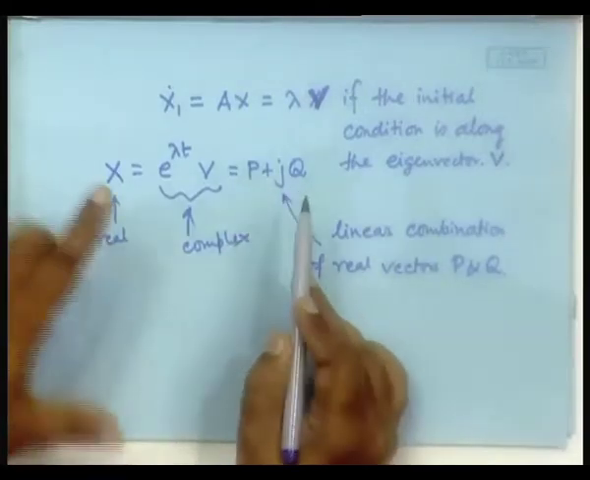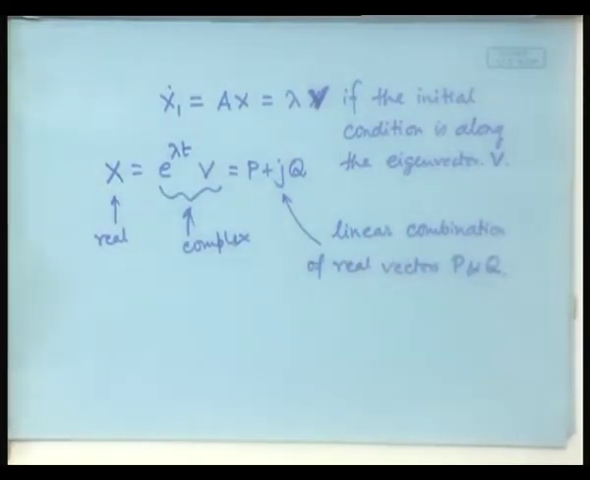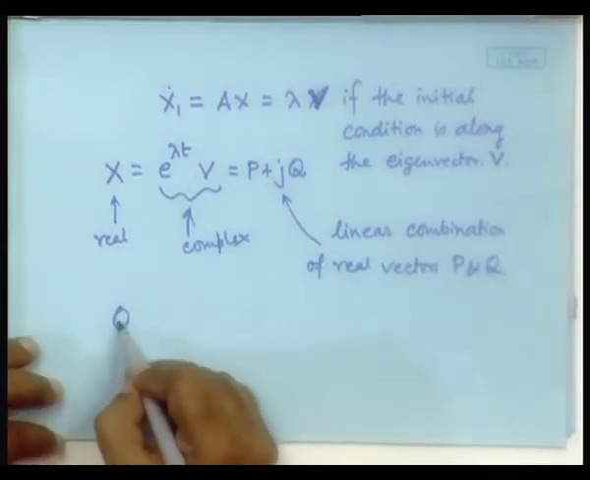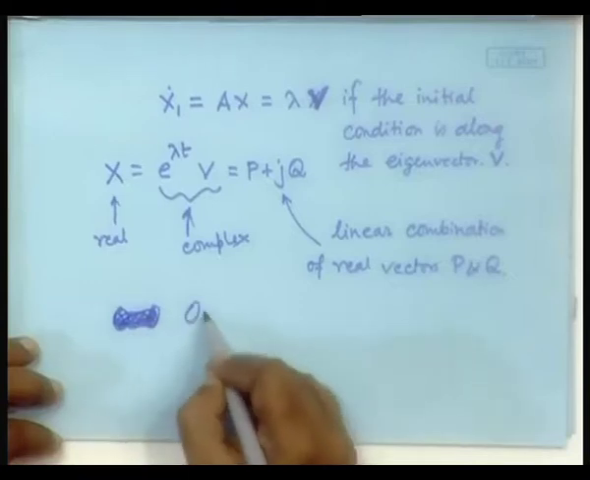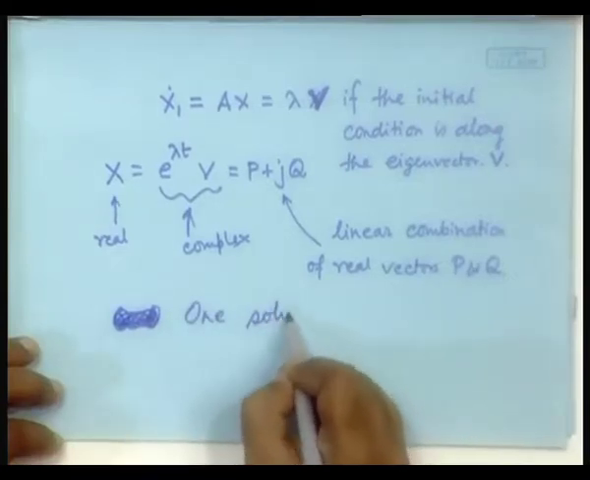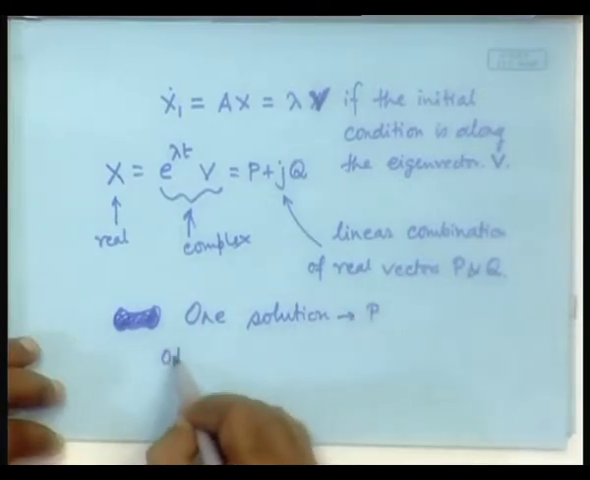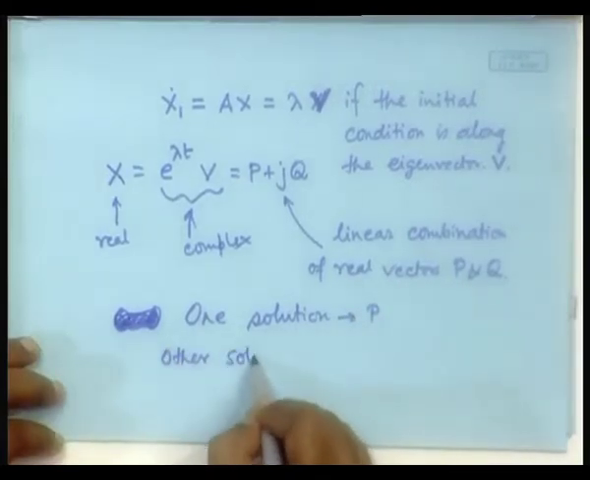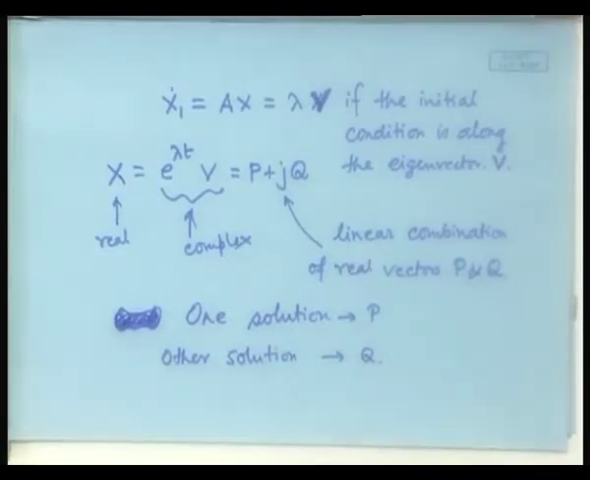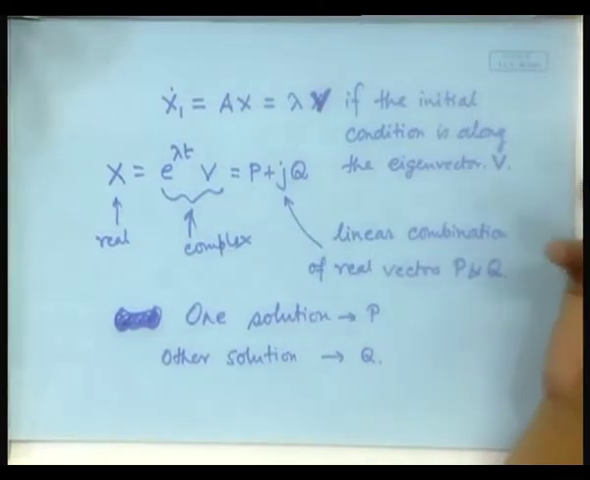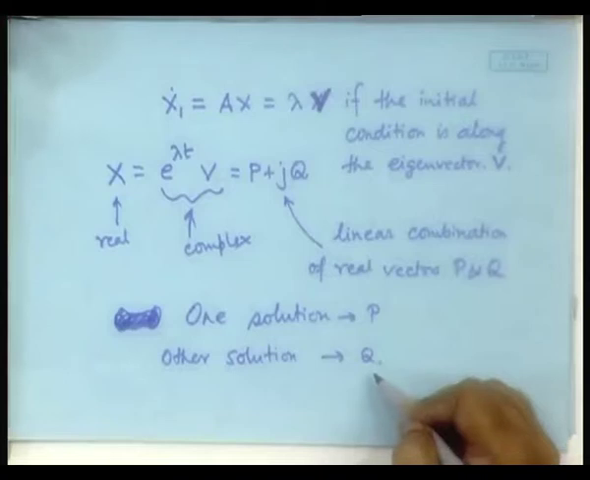which means p and q must individually be solutions, right. So, one solution is p, the other solution is q. The moment you have two real solutions, you can always construct any solution out of this combination.